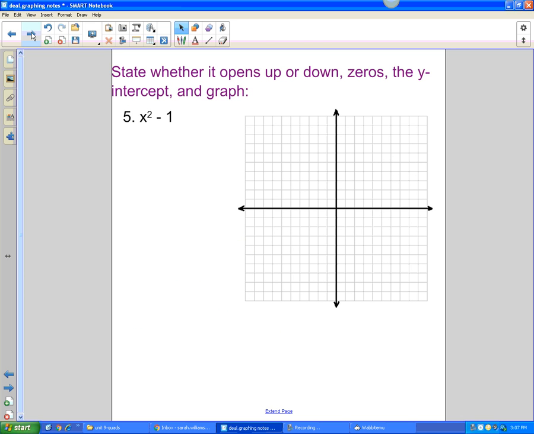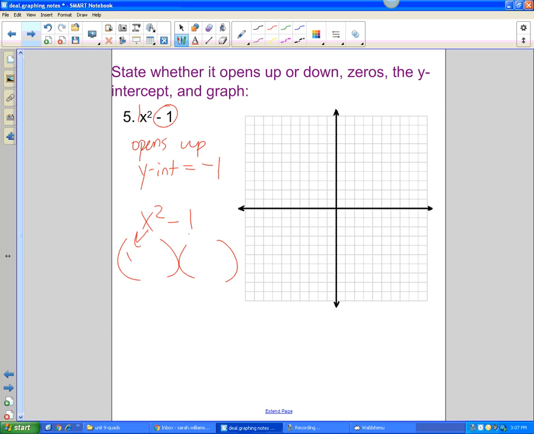All right, number 5, x squared minus 1 opens up. Y-intercept is negative 1, and now let's factor it. This one only has 2 parts, so remember you split it up. Signs are going to be different, and 1 times 1. All right, and so we get x equals 1 and x equals negative 1. All right, so y-intercept at negative 1, x-intercepts at 1 and negative 1.